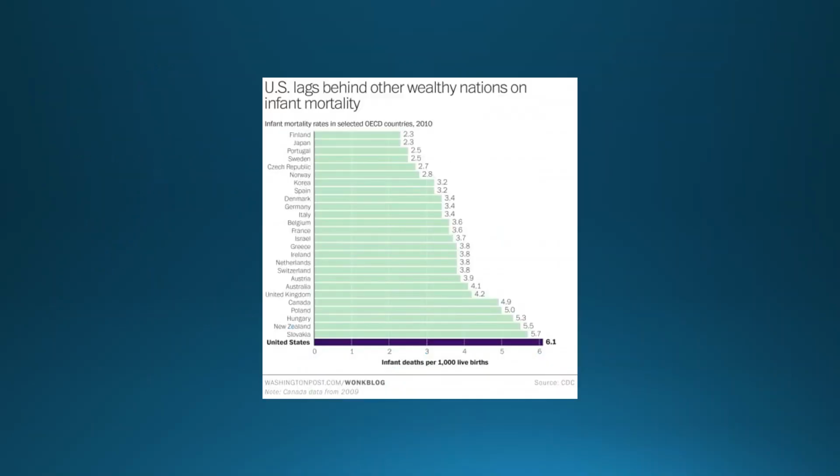We as a country lag behind other wealthy nations in infant mortality. This is just looking at European countries, but we lag behind places like Cuba as well, where we have a pretty high infant mortality rate. Infant mortality is infant deaths per 1,000 live births. For an industrialized country, we have a very high infant mortality rate.